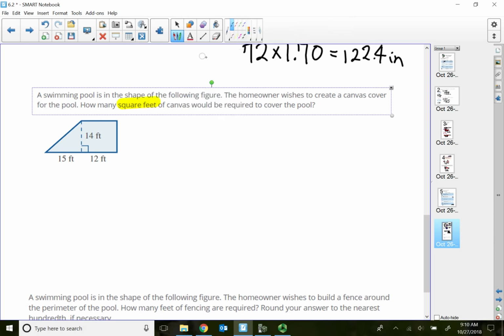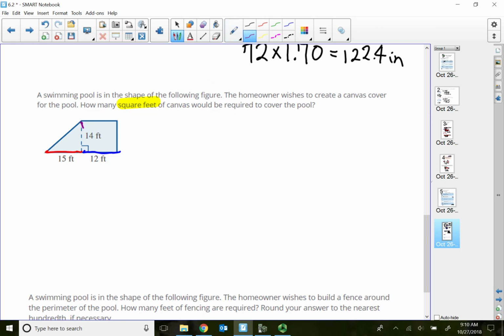All right. So let's see. Apparently, by looking at the picture here, 15 feet is right here. This is 12 feet. All right. So that means up here, this 14 feet has got to be the height. All right. So if I look at this as a rectangle plus a triangle, I can do that.